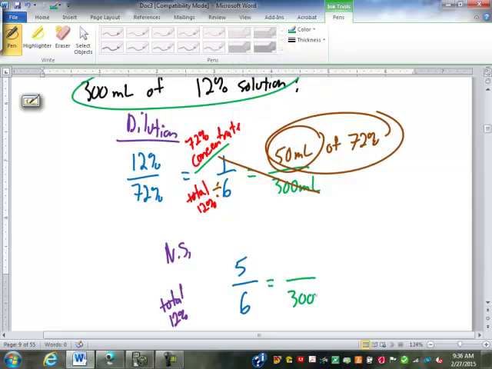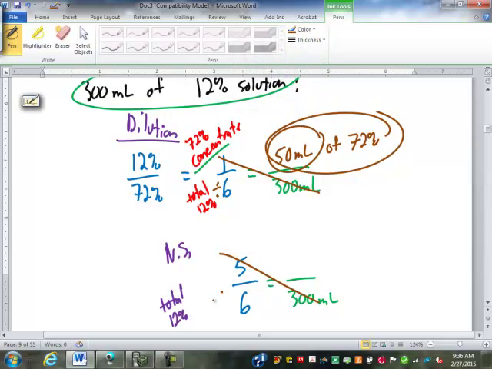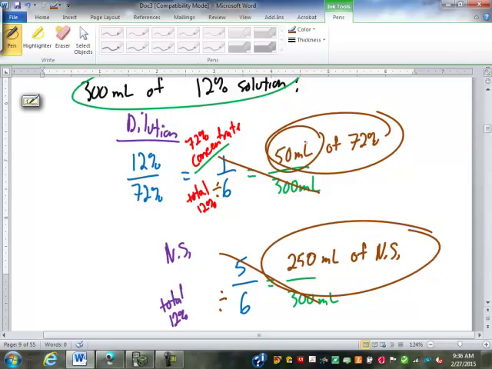We still have 300 milliliters total. Cross multiply and divide. We are going to get 250 milliliters of our neutral solution, saline. And of course, those two numbers do add up to 300, which means we're good. Or at least we hope we're good.